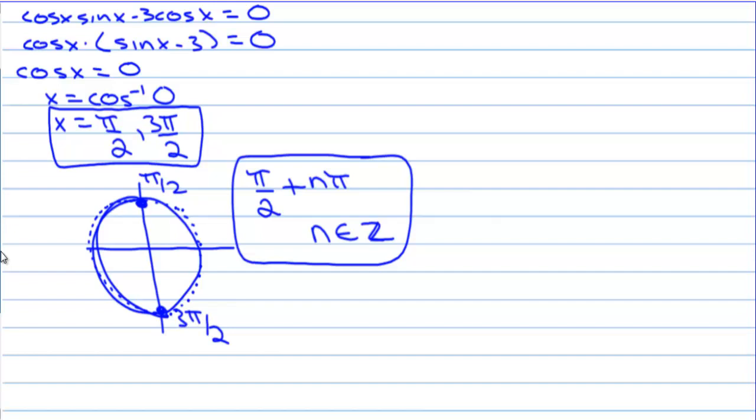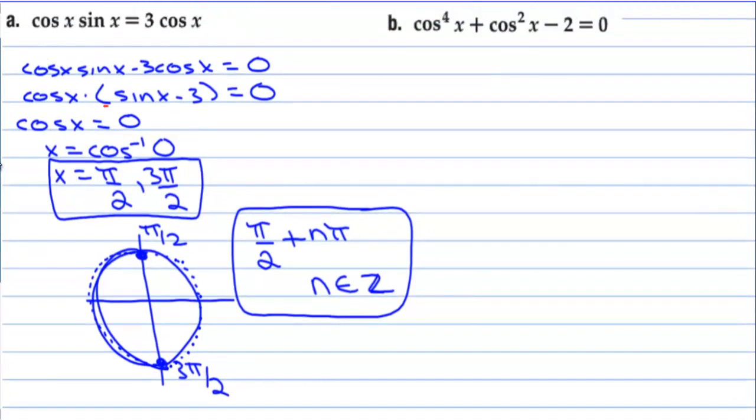All right, but we didn't take care of the other factor yet. This is really why I picked this problem right here to show. Sine of x minus 3 equals 0. Sine of x equals 3. And then that would be inverse sine of 3. What's the problem with that? Or what's the answer? Nate, what's the problem with that? Why not?